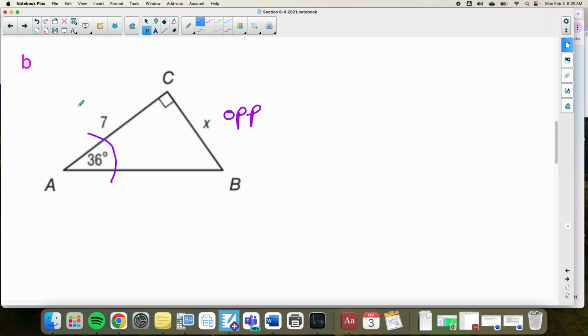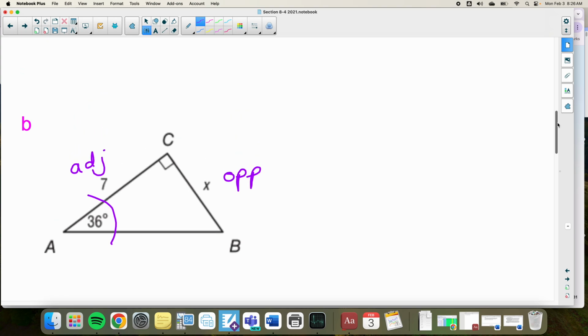And then what is the 7? Adjacent. Remember, adjacent is when it's in between the right angle and our angle. And adjacent means like right next to. So it's the leg that's right next to your angle. And then of course this side is across from 90, so that's your hypotenuse.